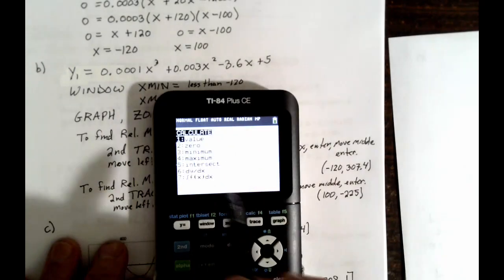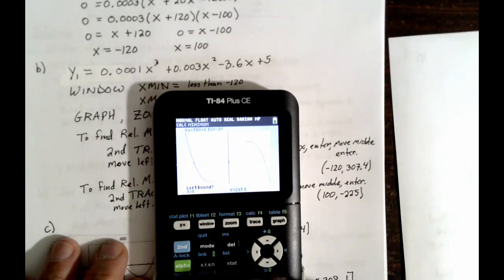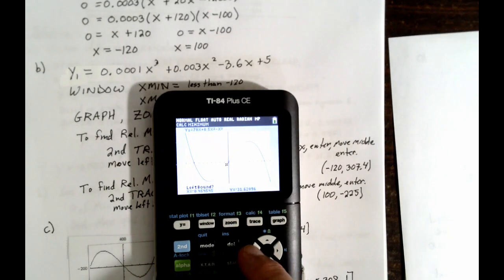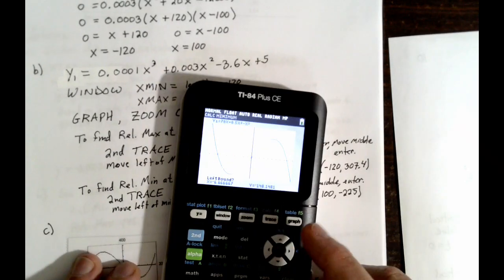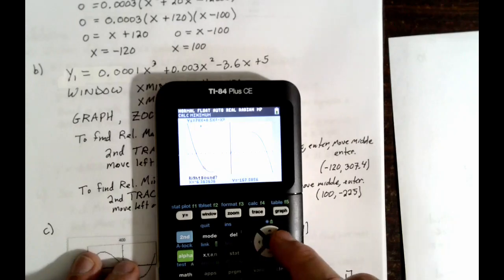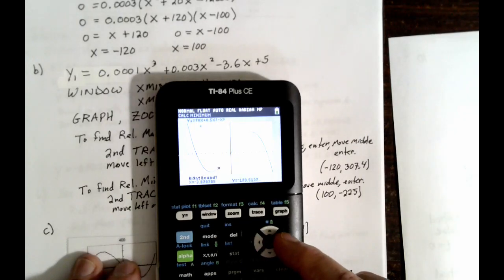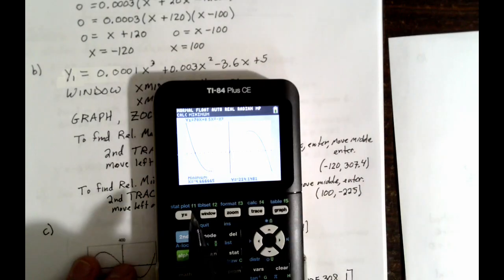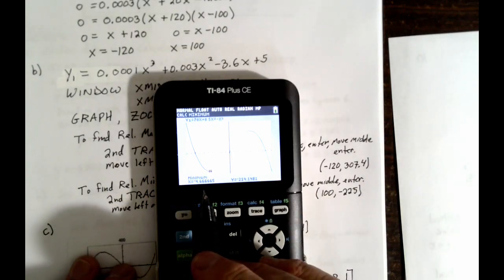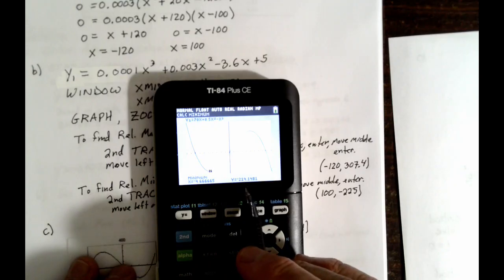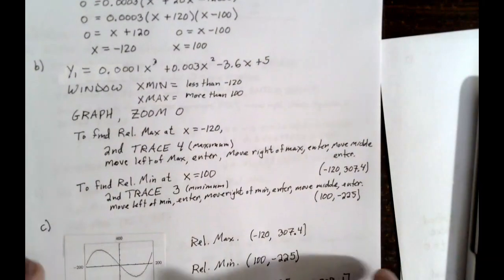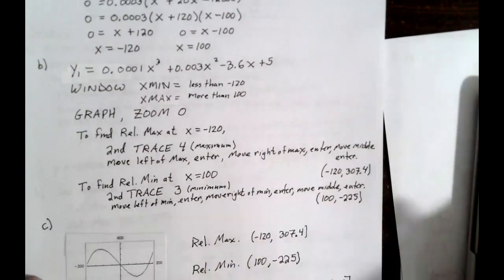Alright, so let's find this minimum point. Second trace, and minimum is 3. Maximum is 4. We want 3 for this minimum here. And we're going to move to the left of that lowest point. Hit enter. Move to the right of that lowest point. Hit enter. And then move back to the point itself and hit enter until you get negative 4 2/3 and negative 214.1481. Okay? And so you can find your maxes and mins that way.